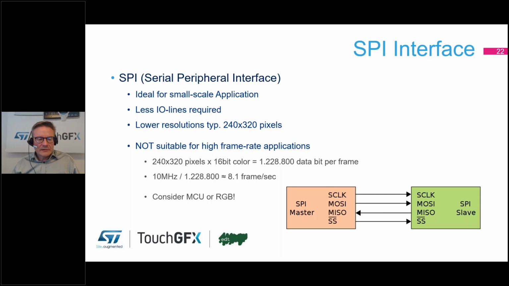But it's considered, if you want to show live video on a display with, let's just say, a VGA resolution or so, you might want to consider using an RGB, definitely for live video. But if it is more like simple graphics, but you want to change a little bit here and there, the MCU interface is actually also a very good option.